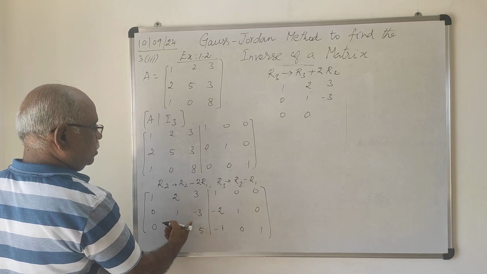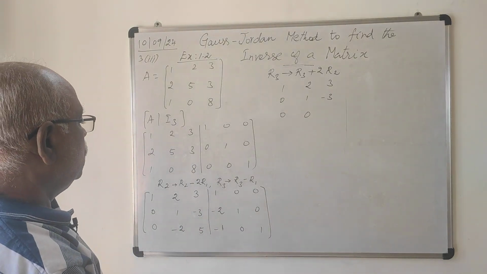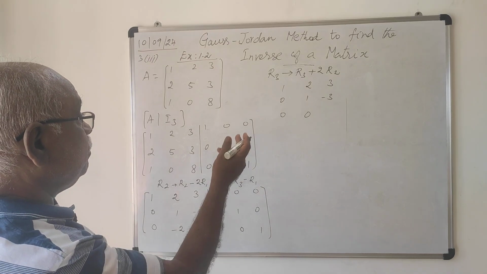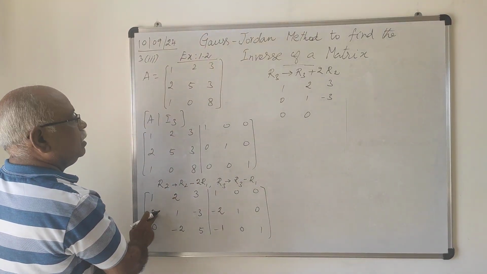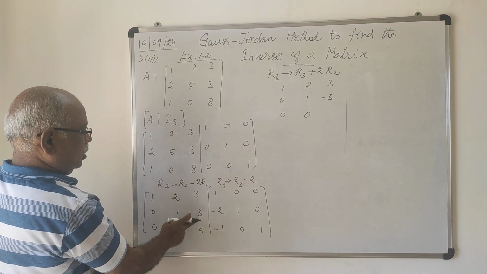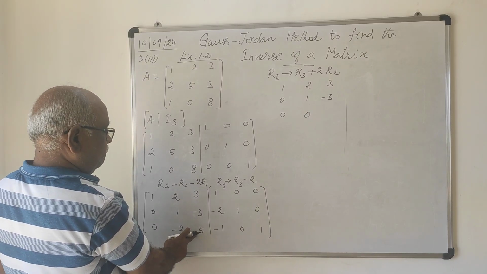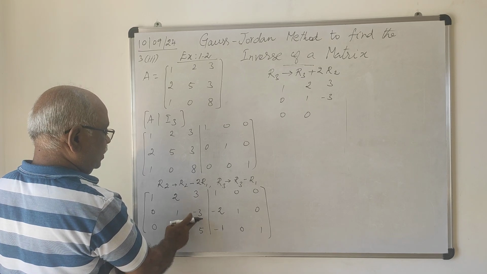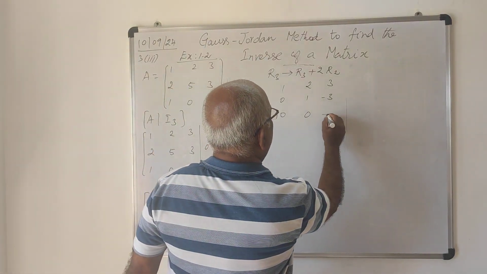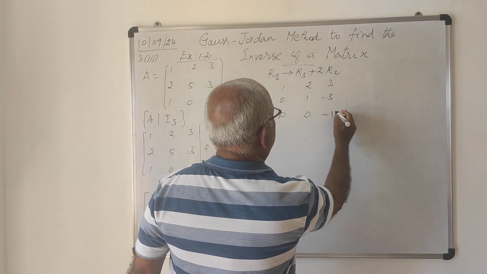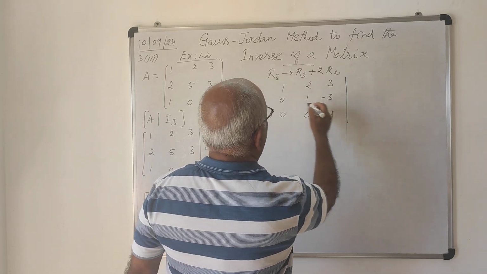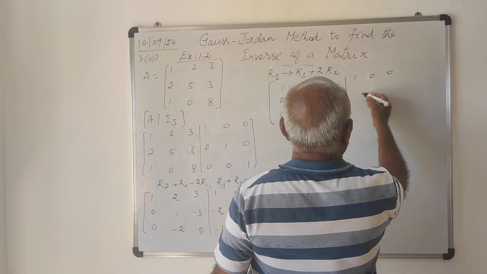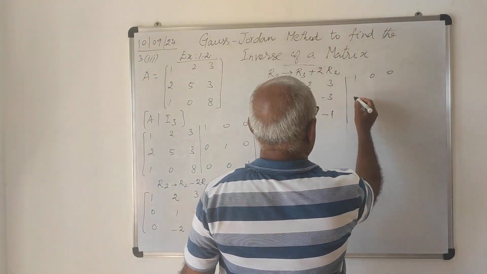Minus 2 into R2. R3 plus 2 R2. R3 is 5, plus 2 times R2 which is minus 6. 5 plus minus 6 is minus 1. So we get 1, 0, 0, minus 2, 1, 0.